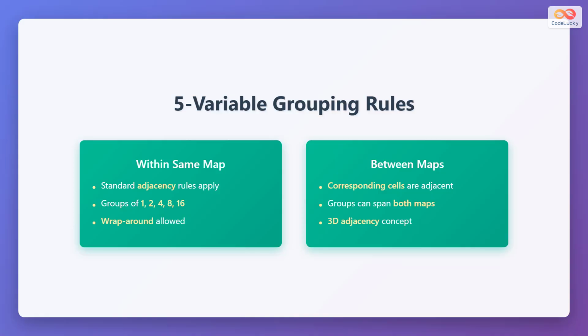The grouping rules for a 5-variable K-map. Within the same map, standard adjacency rules apply. This means groups can be formed with 1, 2, 4, 8, or 16 cells. Also, wraparound is allowed within each individual map. Between the maps, corresponding cells are considered adjacent. Groups can span across both maps, which illustrates the concept of three-dimensional adjacency. In essence, you are looking for identical groupings in both the e=0 and e=1 maps to simplify the expression further.